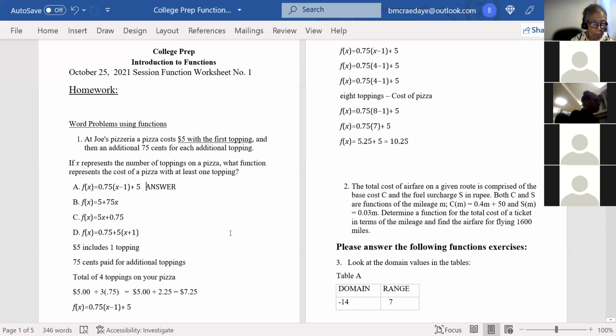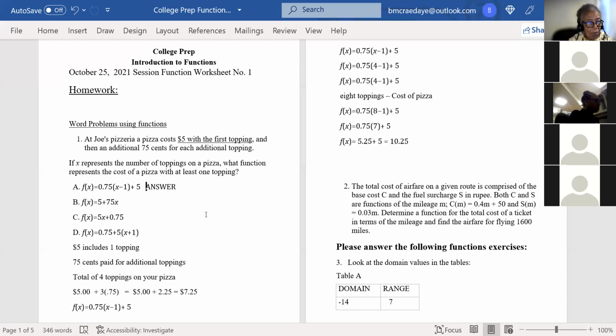Audrey, is it making sense? I think so. I didn't really get it yet. Well, here's your key right here in your word problem: $5 with the first topping. That means after your first topping, you're only going to pay for the ones after that first topping. So 4 toppings, you pay for 3 additional. 5 toppings, you pay for 4 additional.